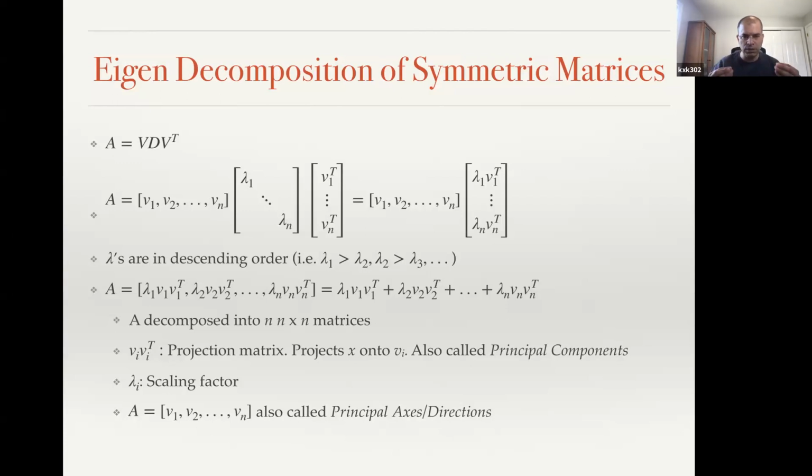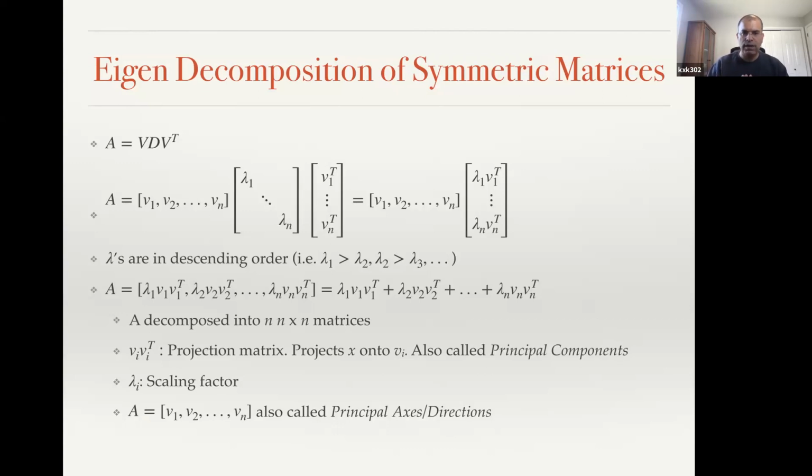So what does this mean? This means that we have an n by n matrix A. Via eigendecomposition, we broke it down into n matrices. All of them are also n by n. And each of these matrices has a scaling factor, lambda 1, lambda 2, lambda n.